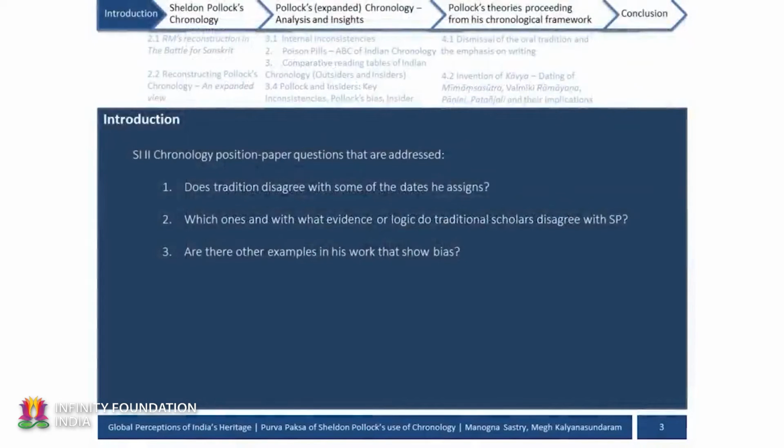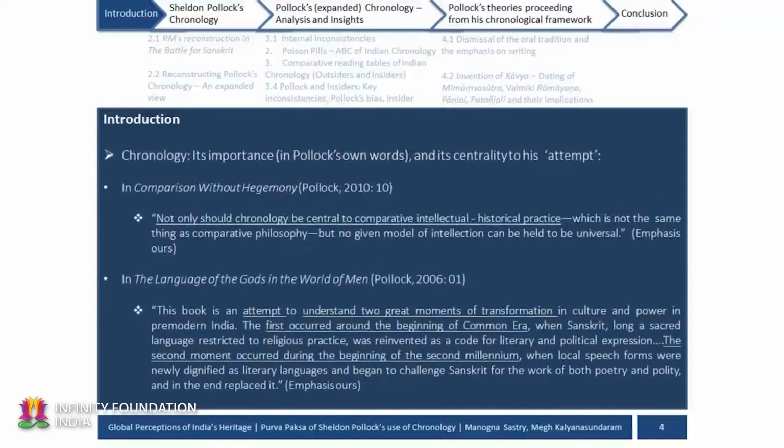In doing so, we have responded to some of the questions from the position paper, even as we have primarily used The Language of the Gods in the World of Men, A Rasa Reader, and several of Pollock's papers and thoughts from his voluminous amount of work. In Pollock's own words, chronology is fundamental to any enterprise of comparative intellectual historical practice. As he writes in his 2010 paper, Comparison Without Hegemony, comparativism as a practice, be it in comparing literary theories or practices and traditions across cultures, must involve chronological synchronicity, void of any inherent content.